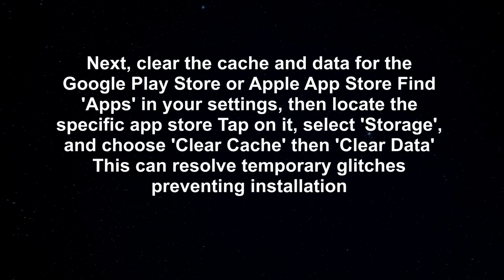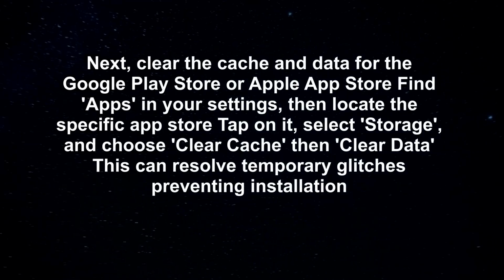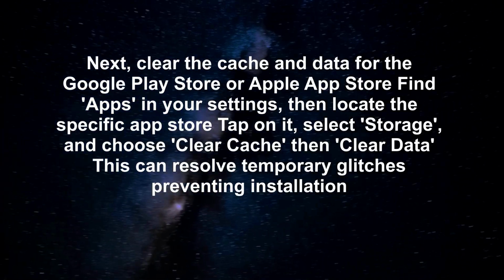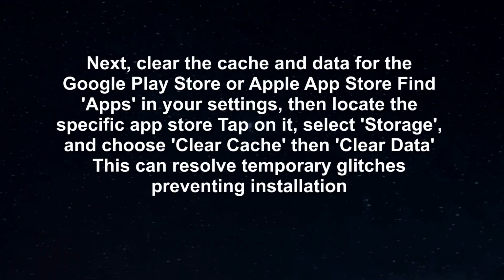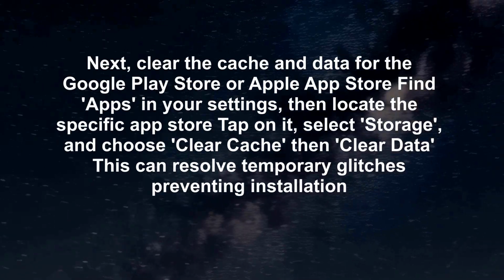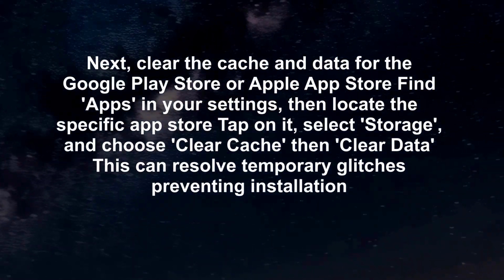Next, clear the cache and data for the Google Play Store or Apple App Store. Find apps in your settings. Then locate the specific App Store, tap on it, select Storage, and choose Clear Cache, then Clear Data. This can resolve temporary glitches preventing installation.